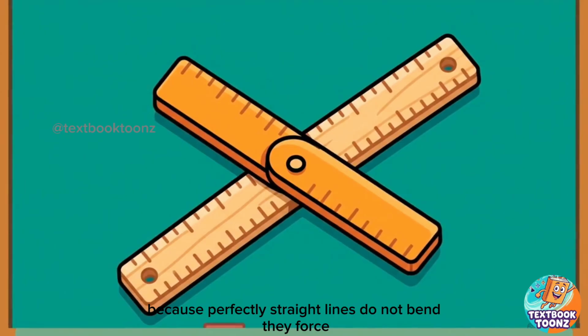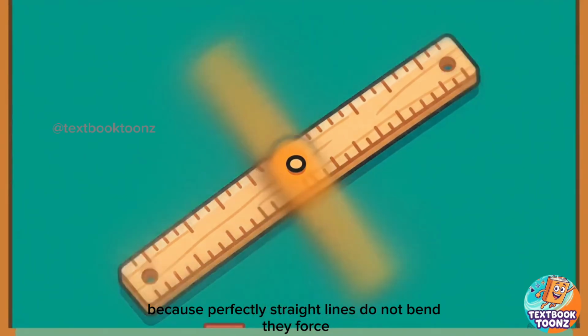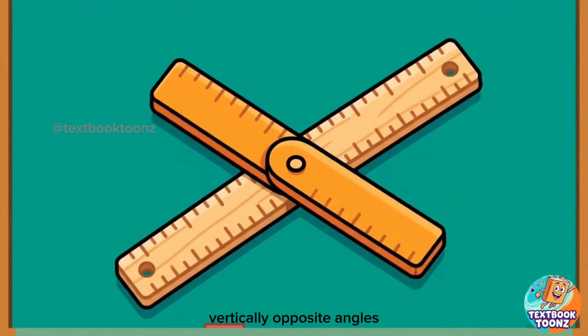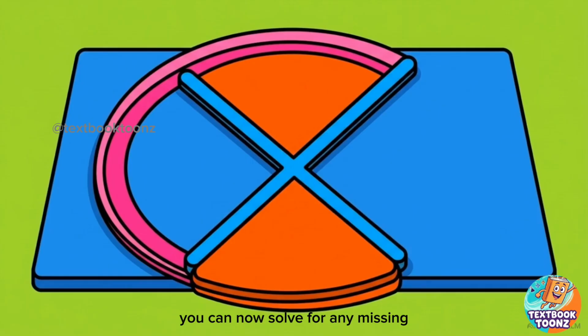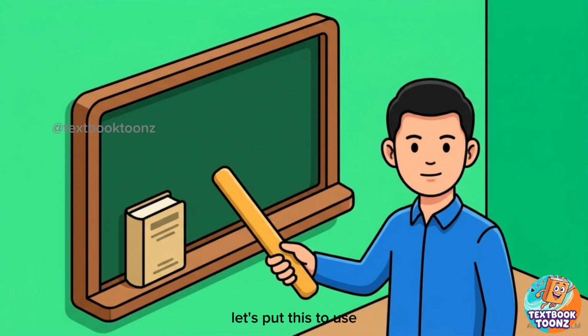Because perfectly straight lines do not bend, they force vertically opposite angles to be equal in every single intersection. You can now solve for any missing angle in an intersection by using 180-degree linear pairs and identifying vertically opposite angles. Let's put this to use with a problem from your textbook.